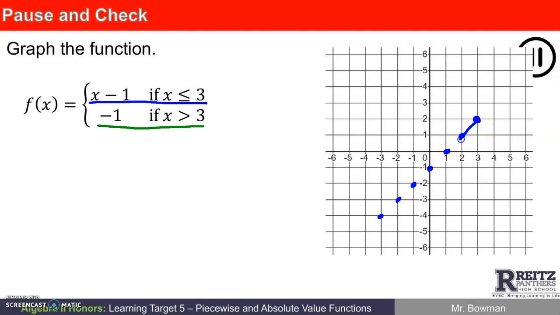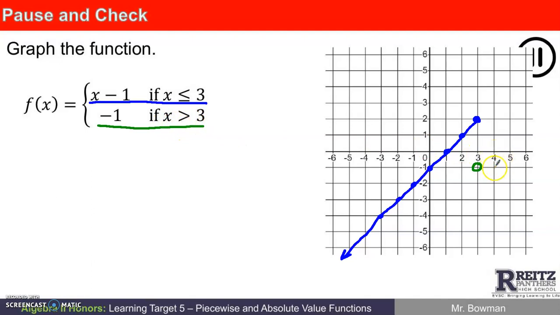So part of the graph should look something like that. Now, Panthers, this second part of the rule is interesting, isn't it? It says if x is greater than 3, just make the output value negative 1. So for the x values that are greater than 3, and we should do a point at 3 also, just give me negative 1 as the output value. If x is 3, then the rule for this one is give me negative 1. I'm not going to fill this dot in because 3 isn't actually one of the x values that this rule works for, but it works for all the other ones too.